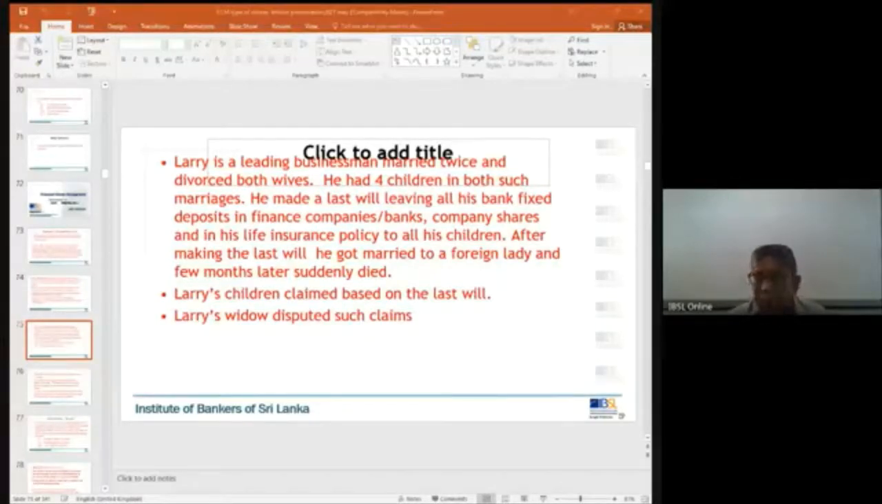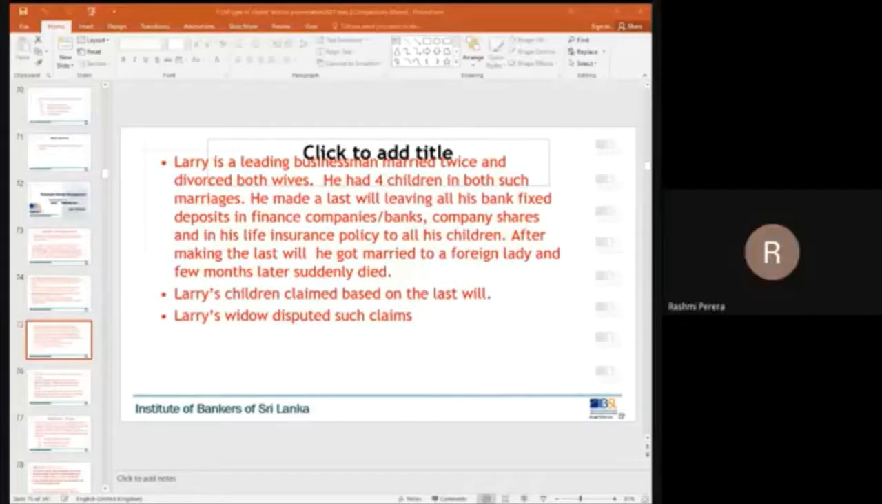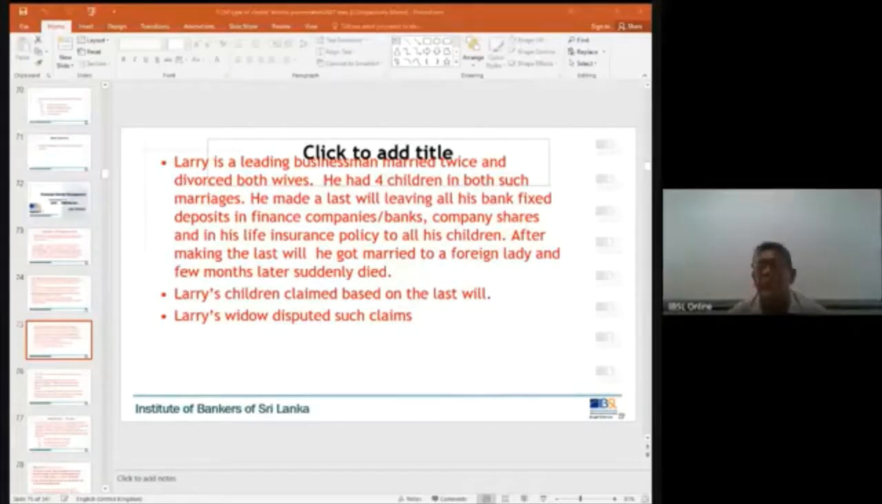Clear? Understood? Just because you have a last will, the bank does not execute that. The court order has to come to the bank. At that point, the court will look and search whether there are any other people besides these people who have a right. Clear, Buddha? Yes, sir. Okay.